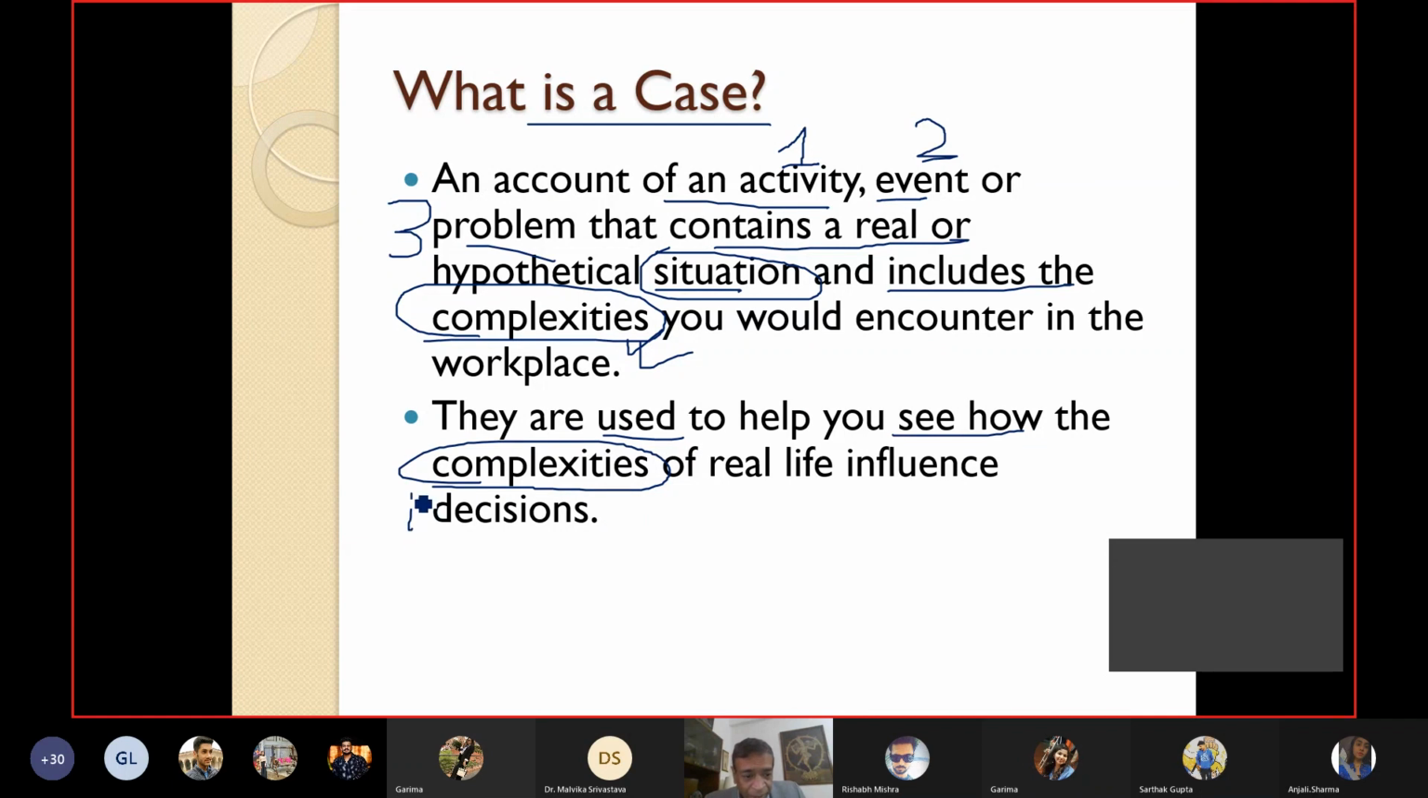Ladies and gentlemen, Babita, Anjali, please refer to this. Naman, Nitesh, the word is called decisions.